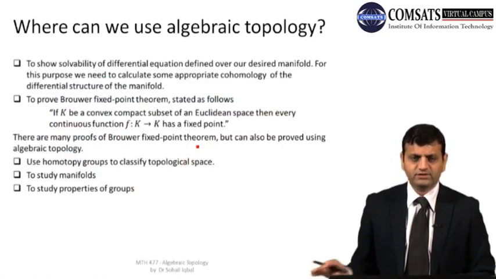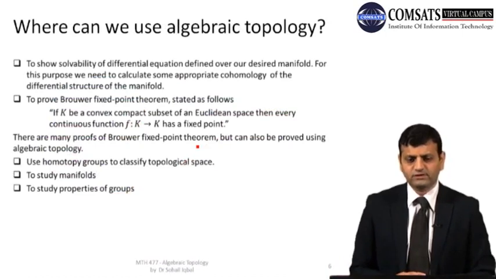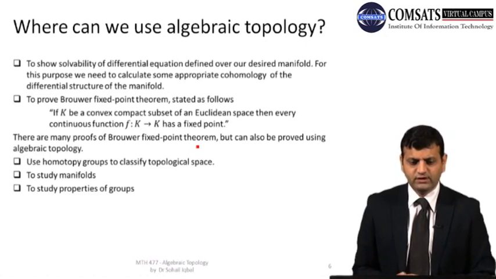There are many applications of algebraic topology. For example, if you are interested in the solvability of a differential equation defined over a manifold, then for this purpose we need to calculate some appropriate cohomology. So what is a cohomology? These are some sort of groups that we need to calculate. And there are also applications, for example, in fixed point theory.